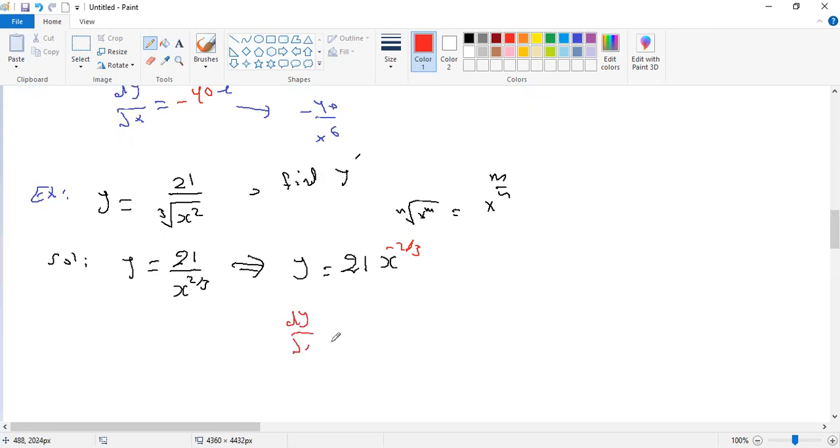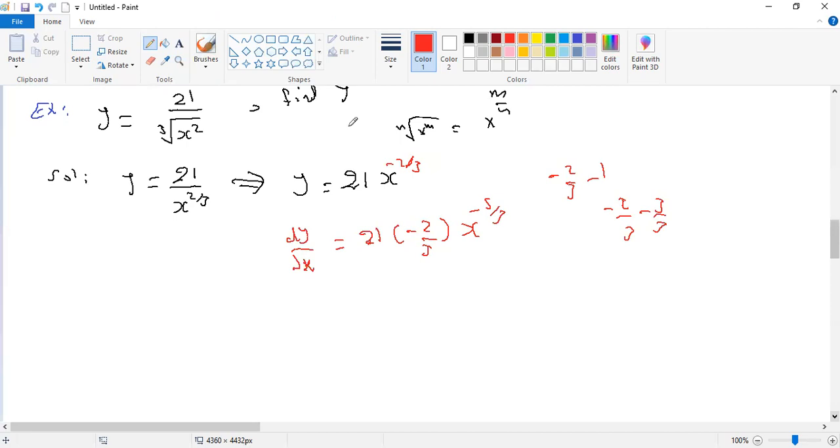Now dy/dx, the y prime, is equal to 21 multiplied by negative 2 over 3 and x to the power negative 2 over 3 minus 1. Clear, this negative 2 over 3 means minus 3 over 3, so negative 5 over 3. This can also be simplified more, students. I stop at this first step. You can simplify, multiply, and write it down, also as a radical.